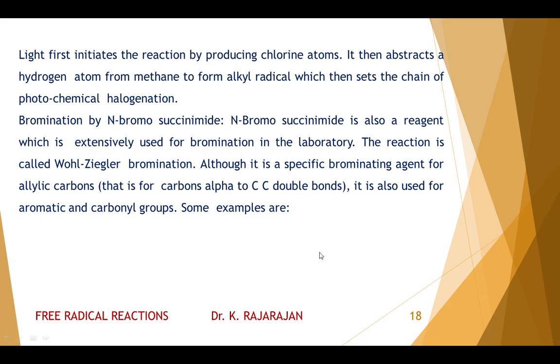So in this case, the light first initiates the reaction by producing chlorine atoms. It then abstracts a hydrogen atom from methane to form an alkyl radical, which then sets the chain of photochemical halogenation. Now let's talk about the bromination by a reagent called N-bromosuccinimide.